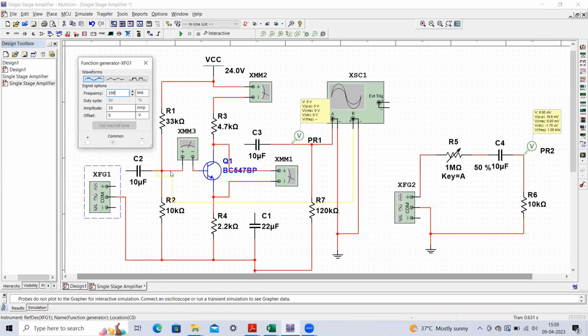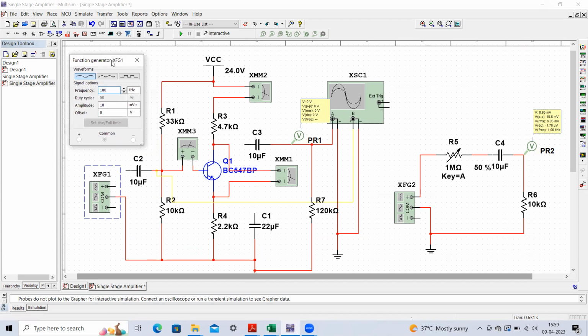I have to first apply an input signal, a very small input signal. Then to obtain the frequency response of this particular amplifier, we have to vary the frequency of the input signal. We will choose a sinusoidal wave as the input signal, and start varying the frequency from 50 hertz.